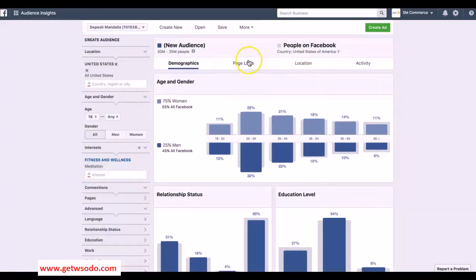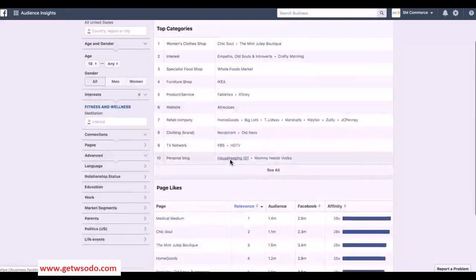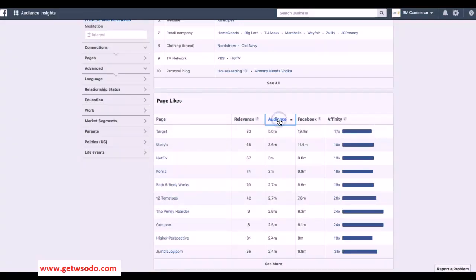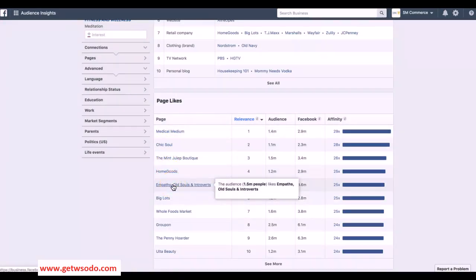And we go down here, we find some page likes, and we find a page here once it starts to load. Let's say relevance is, let's have a look at audience size. Target, nope, that's not great. Let's go back to relevance. So Medical Medium 1.4, empaths, old souls and introverts. That sounds interesting. Let's click on that one. So when I click on this, it takes me straight to their page.